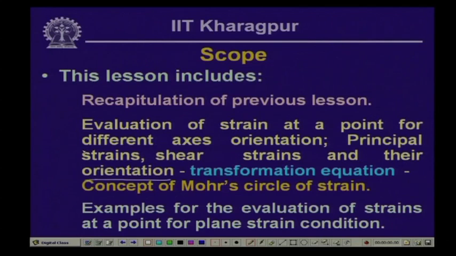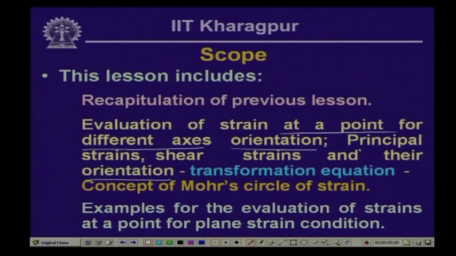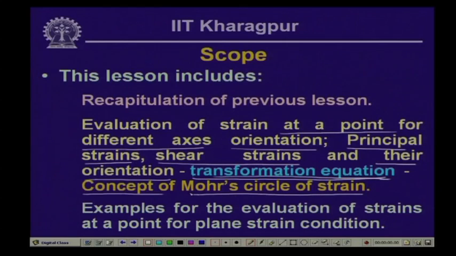In fact, as we look into it, the strain at a particular point varies if the axis system differs from the rectangular axis system, which is x, y and z. Also, we will be looking into the evaluation of principal strains, the evaluation of shear strains and their orientations with reference to the rectangular axis system through the transformation equation, which we have dealt with to a certain extent last time, and also we will introduce the concept of Mohr circle of strain, similar to the Mohr circle of stress as we have discussed already.